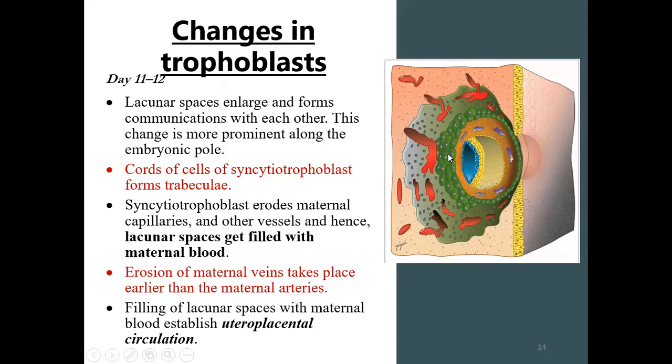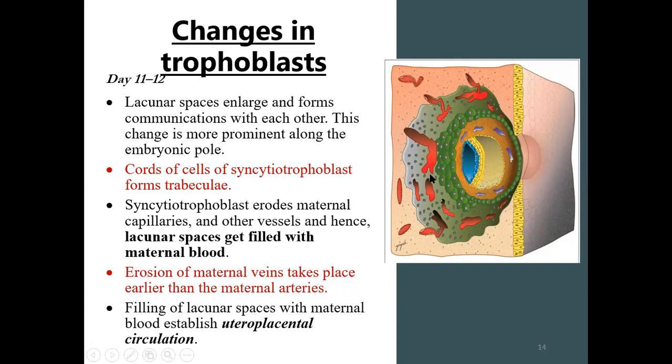Now the cords of the syncytial trophoblast will form the trabeculae. Now the syncytial trophoblast will erode the maternal capillaries and other vessels, and hence the lacunar spaces get filled with the maternal blood. So erosion of the maternal veins will take place earlier than the maternal arteries. Now the filling of the lacunar spaces with the maternal blood establishes uteroplacental circulation.